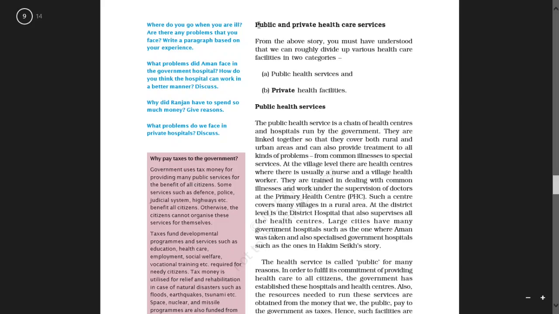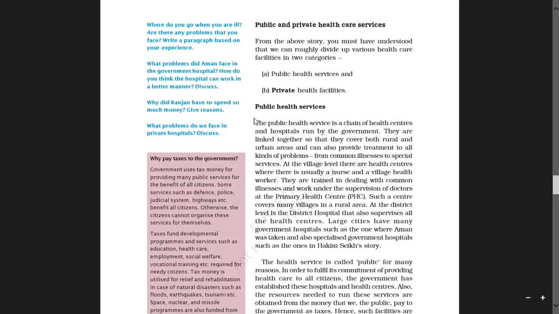Now let us see public and private healthcare services, boys. From the above story, you must have understood that we can roughly divide up various healthcare facilities into two categories. The first one is public health services, and the second one is private health facilities.